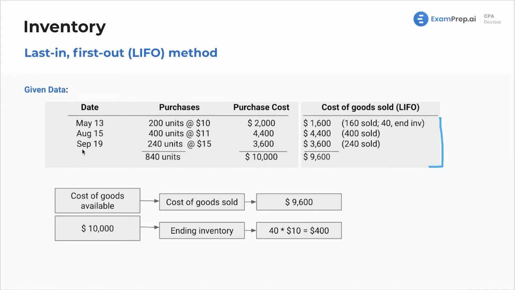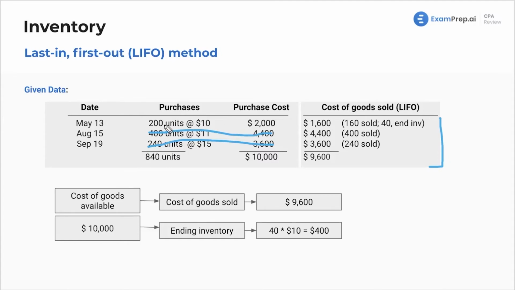The last purchases in were the September 19th, right? Because that's the most recent. So we essentially are saying, okay, we have 3,600 of cost. So that takes us down 240 of 6. What do we have left? 240. That's 600 units left. All right, great. Now we take up the remaining units here, and then we are going to arrive at an additional 4,400 units.